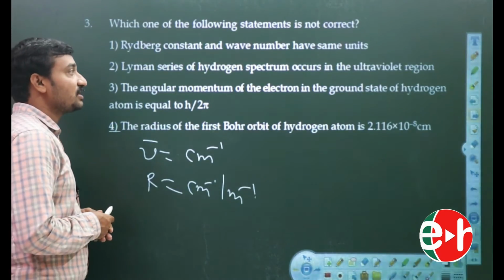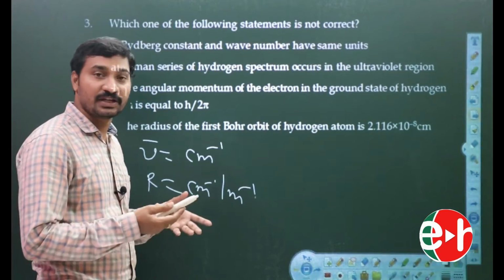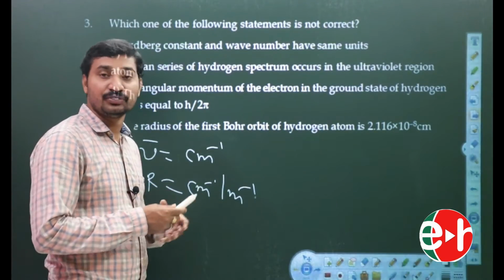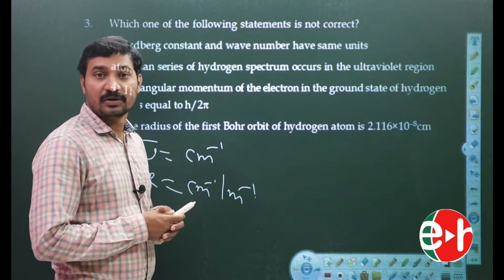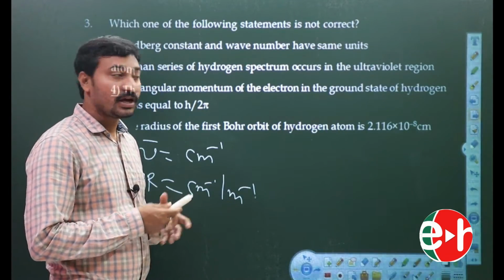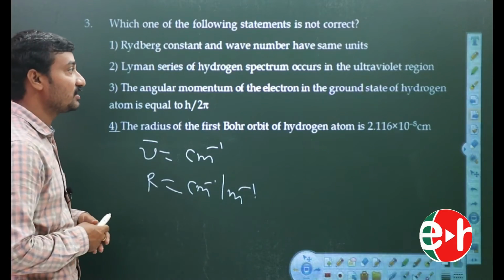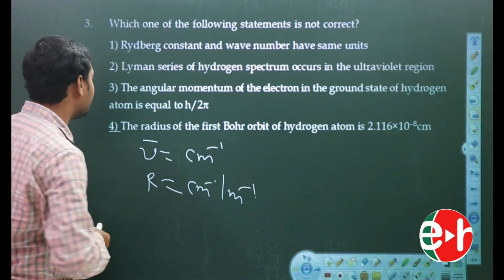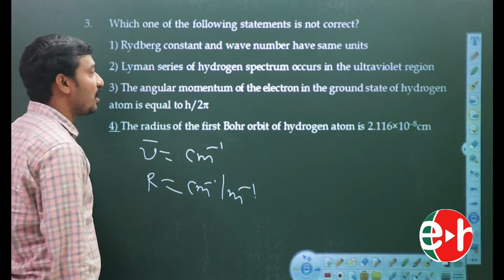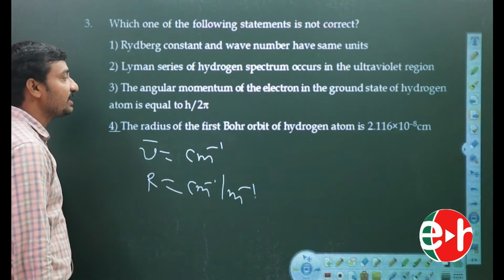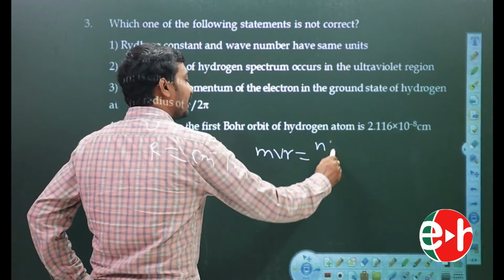Lyman series of hydrogen spectrum occurs in the ultraviolet region. Yes, correct. Lyman series is obtained in the ultraviolet region. Lyman UV, Balmer visible, and Paschen IR, Brackett IR and Pfund also IR. So Lyman series of hydrogen spectrum occurs in the ultraviolet region is also a correct statement. Third one, the angular momentum of the electron in the ground state of the hydrogen atom is equal to h by 2 pi. Angular momentum mvr is equal to nh by 2 pi.